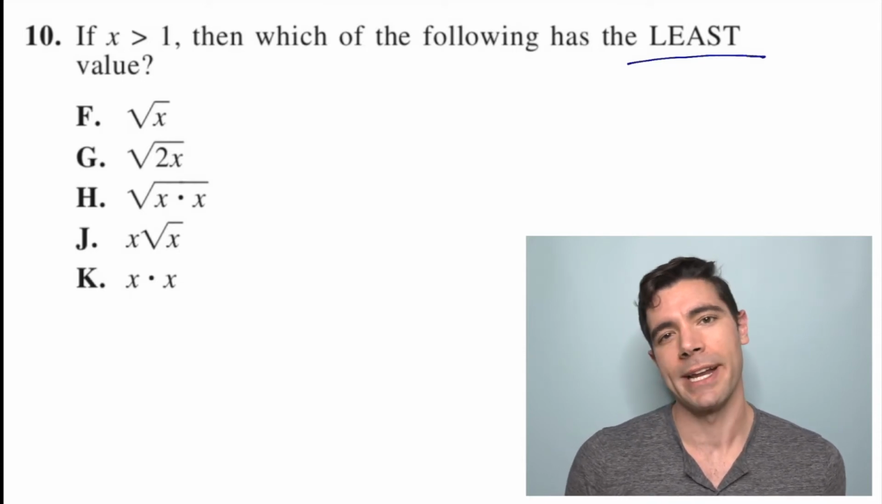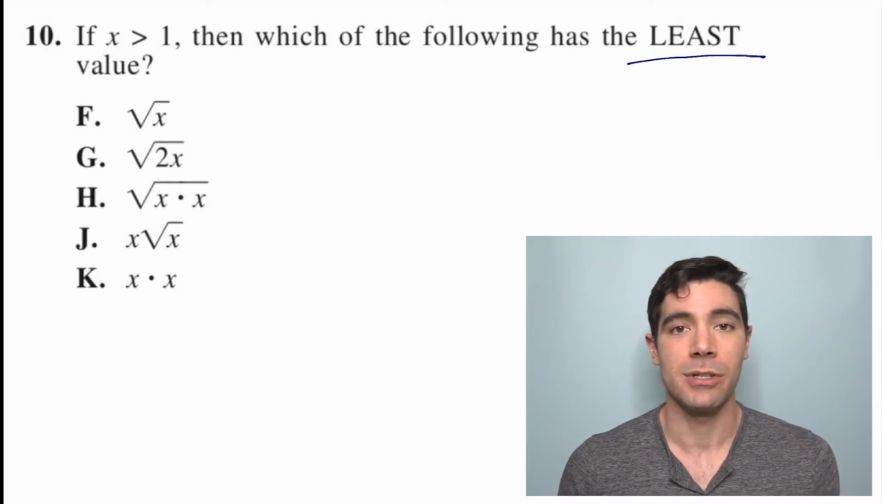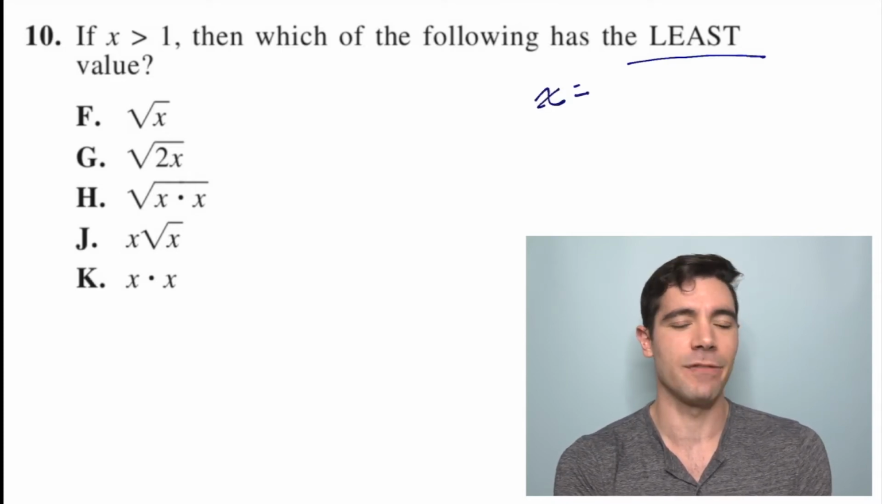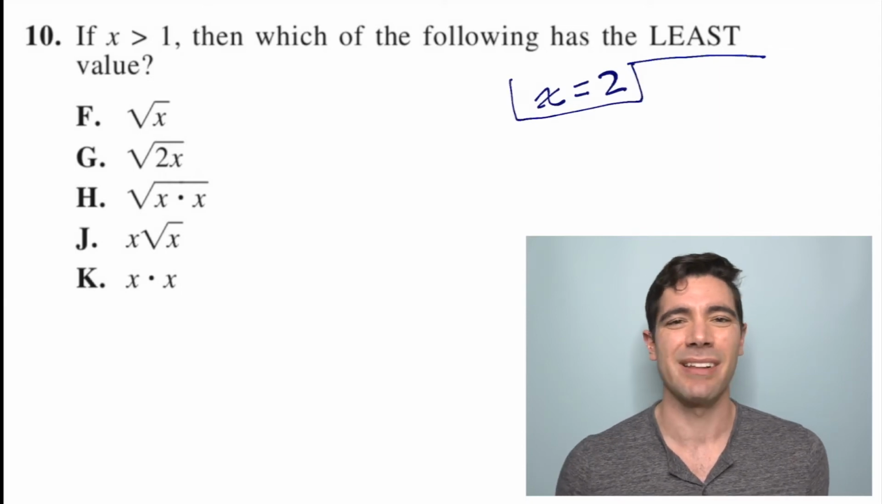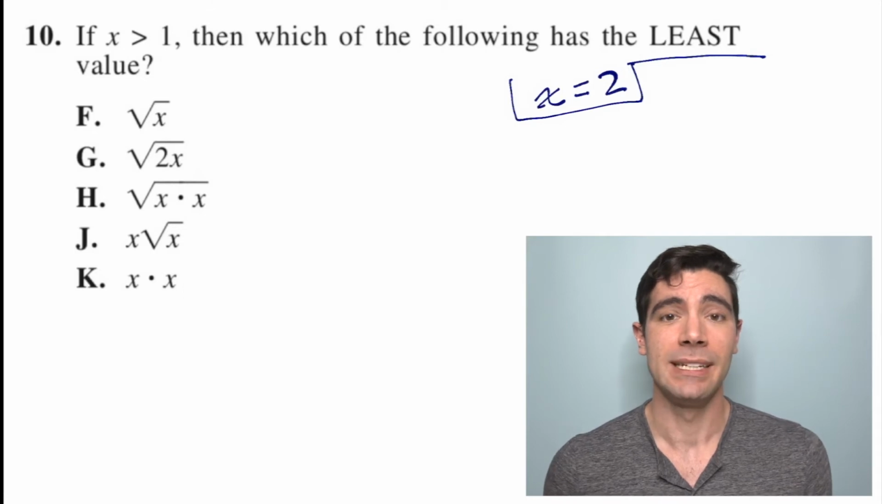Okay, well, all I know about x is that it has to be greater than 1. I don't want this question to be hypothetical, so I'm going to pick a value for x. All right, how about 2? That's greater than 1. So I'm going to write a little note to myself, x equals 2, because I'm about to have a lot of numbers in front of my face, and I don't want to lose track of anything, all right? So x equals 2. Now let's see which of these answer choices gives us the least value.